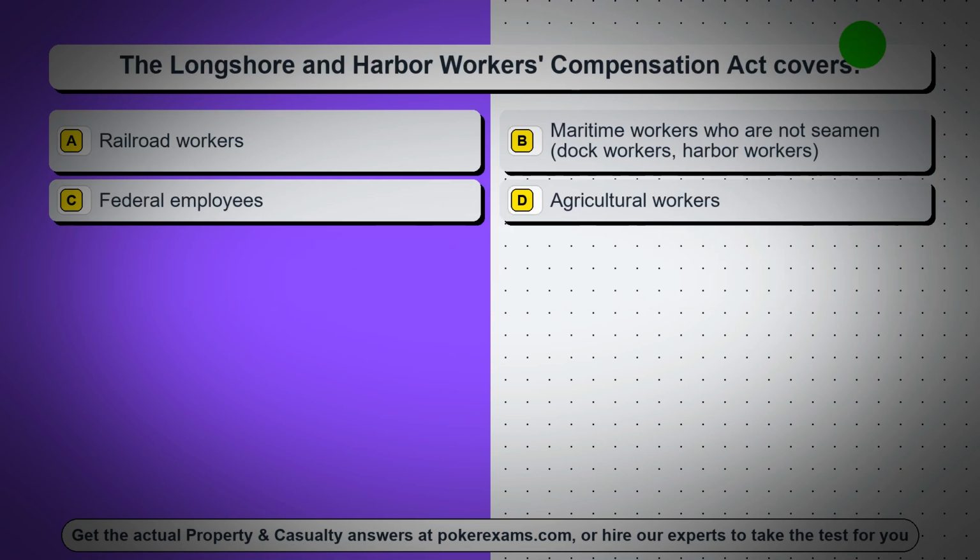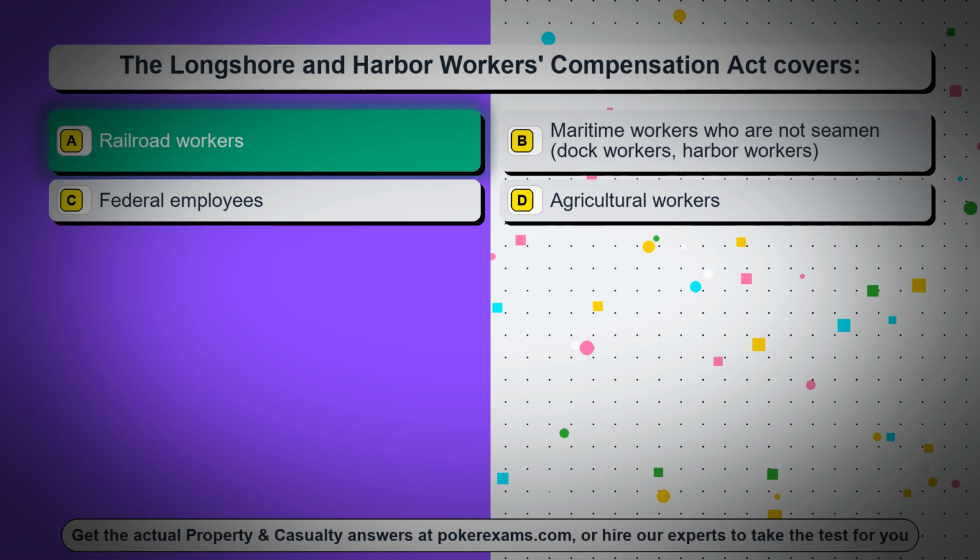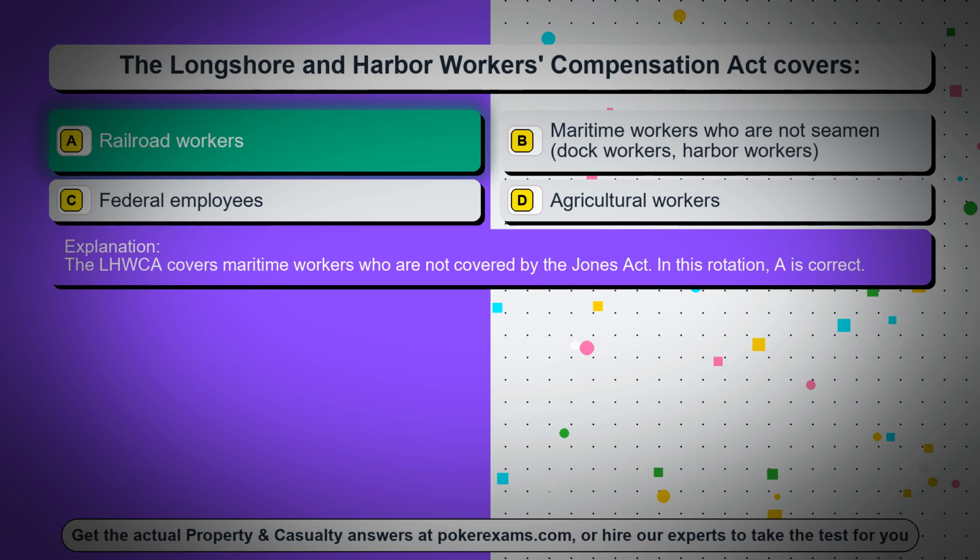Question 72. The Longshore and Harbor Workers' Compensation Act covers. Option A, railroad workers. Option B, maritime workers who are not seamen, dock workers, harbor workers. Option C, federal employees. Option D, agricultural workers. The correct answer is option A, railroad workers. The LHWCA covers maritime workers who are not covered by the Jones Act. In this rotation, A is correct.